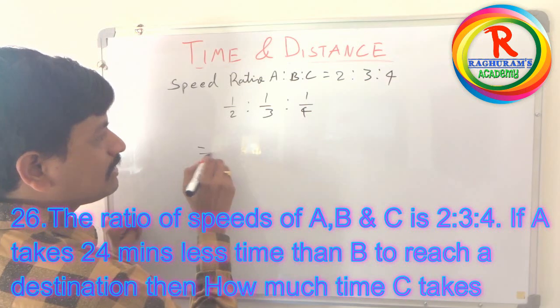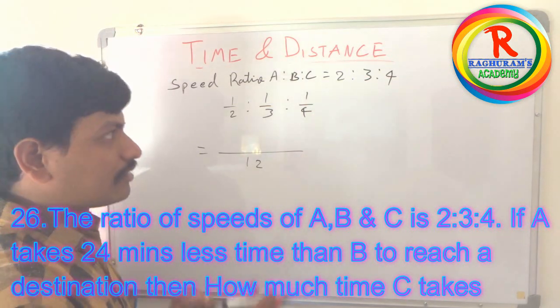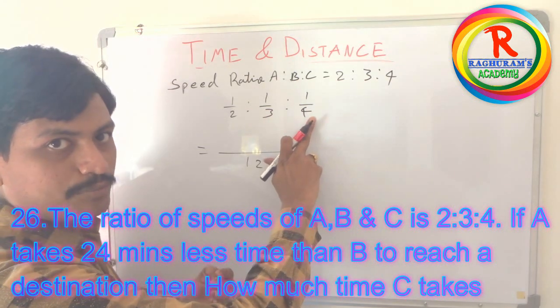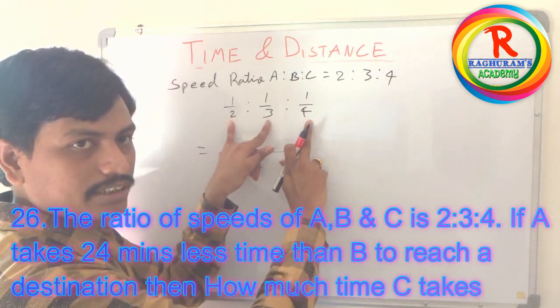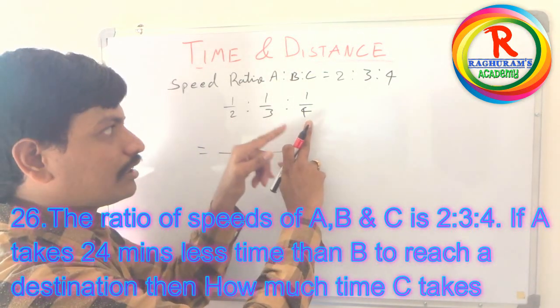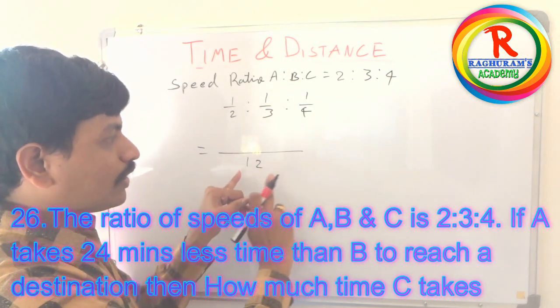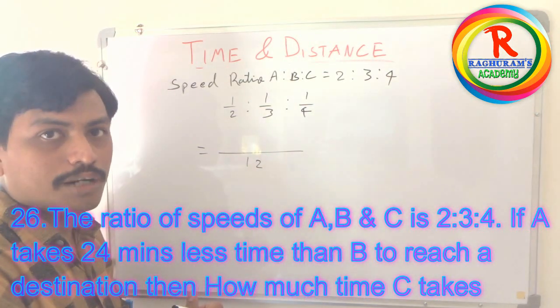What is the LCM of this one? LCM is 12. So we can tell in the shortcut way. Let us take multiples of 4. 4 is not divisible by 2, 3. The next multiple of 4 is 8. 8 is not divisible by 2, 3. The next multiple of 4 is 12. 12 is divisible by 2 as well as 3. So 12 is the LCM. Otherwise you can find it in the normal way.